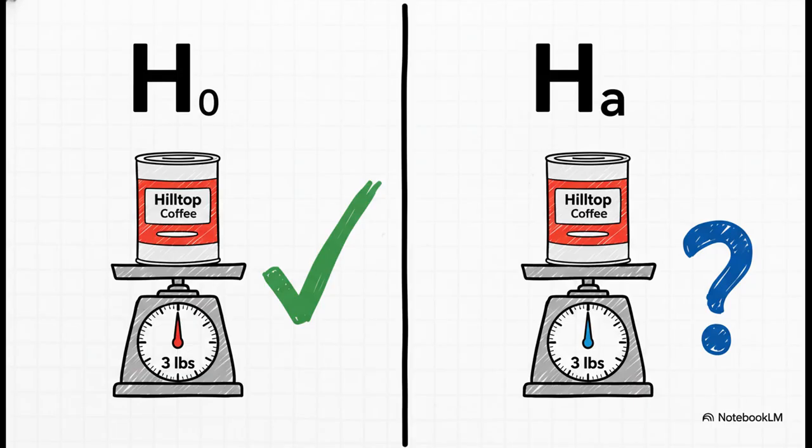Okay, so let's put it all together for our Hilltop coffee case. It looks just like this. The null hypothesis, H0, is the company's claim. The average weight is greater than or equal to 3 pounds. Our suspicion, the alternative hypothesis, HA, is our challenge to that. No, we think the average weight is actually less than 3 pounds. The battle lines are officially drawn.